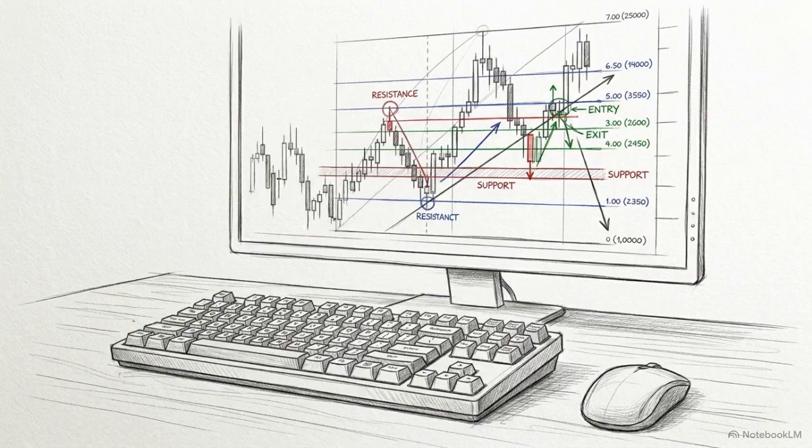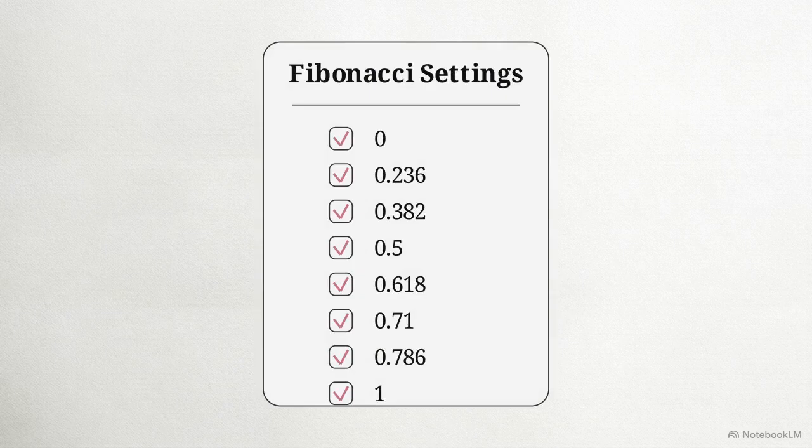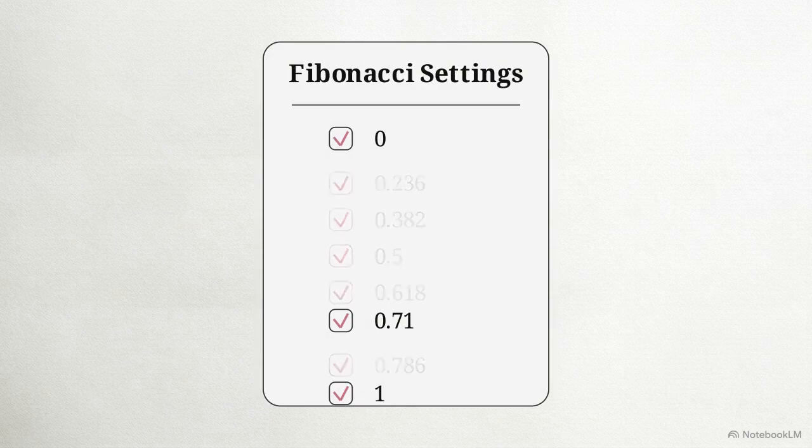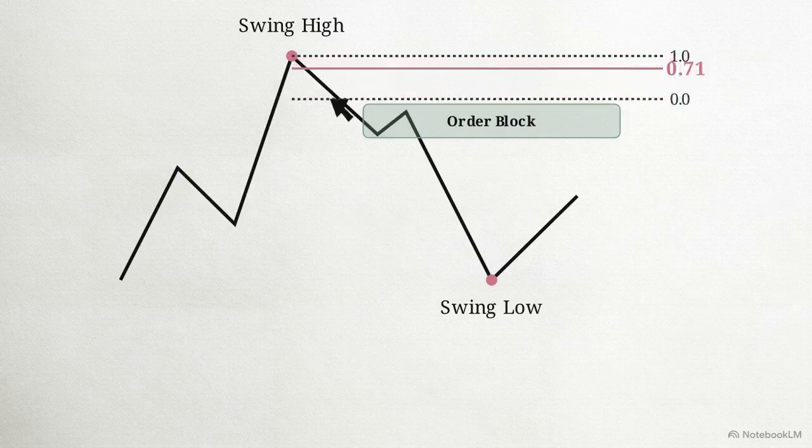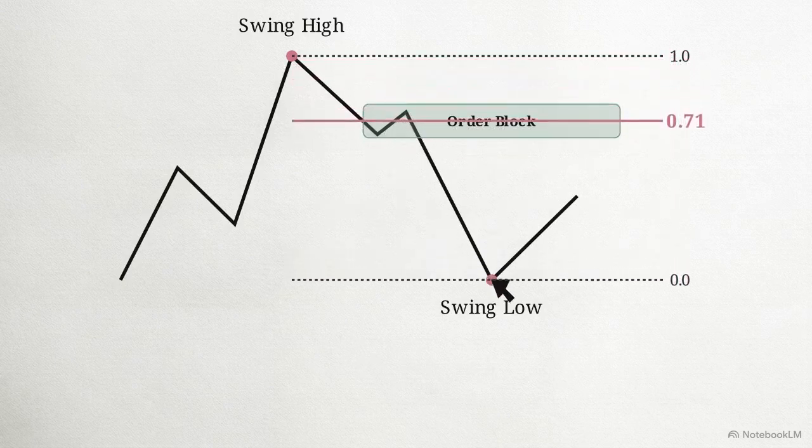Our zone is marked. Step 5 is customizing our Fibonacci retracement tool to catch the exact entry and place our limit orders. Open your Fibonacci settings and turn off all the default numbers. You only need 3 specific lines active: the 0, the 0.71, and the 1. Everything else is clutter. Take your customized tool and drag it from your recent swing high down to the swing low of your identified structure. Notice how the 0.71 line perfectly intersects with the order block zone we just drew.